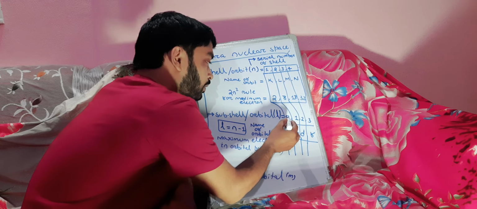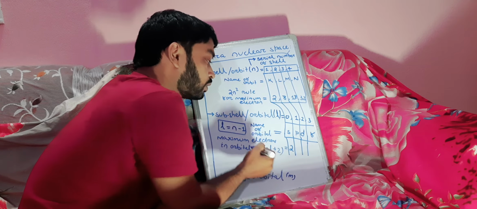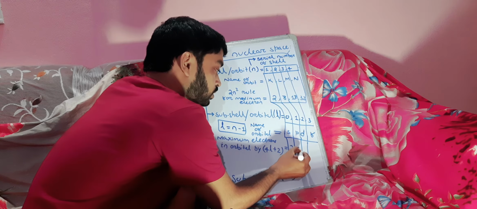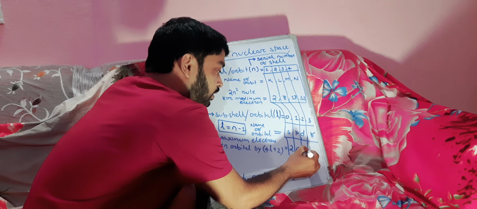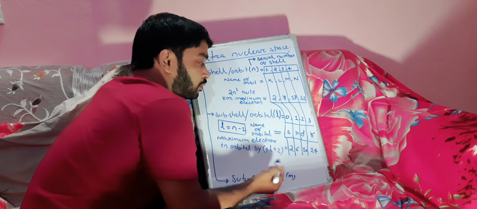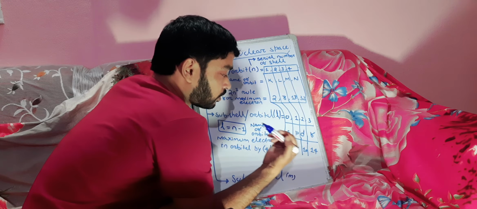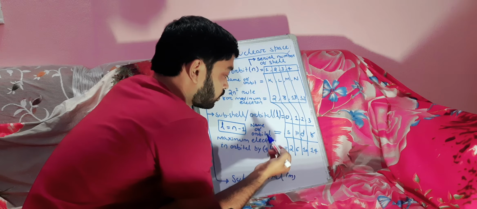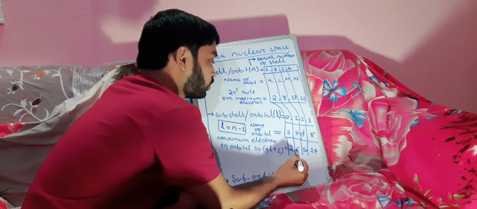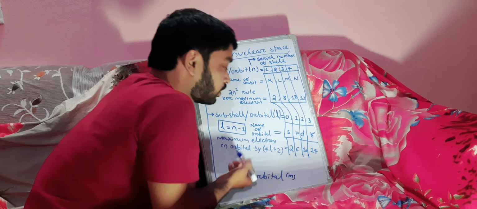S can occupy 4 into 0 plus 2, that is 2 electrons. Similarly, P can occupy 6 electrons, D can occupy 10 electrons, and F can occupy 14 electrons. From this, we can see there is a gap of 4. It is not the concept, it is the trick. But the rule is 4L plus 2. You should know the rules and can remember them through tricks.